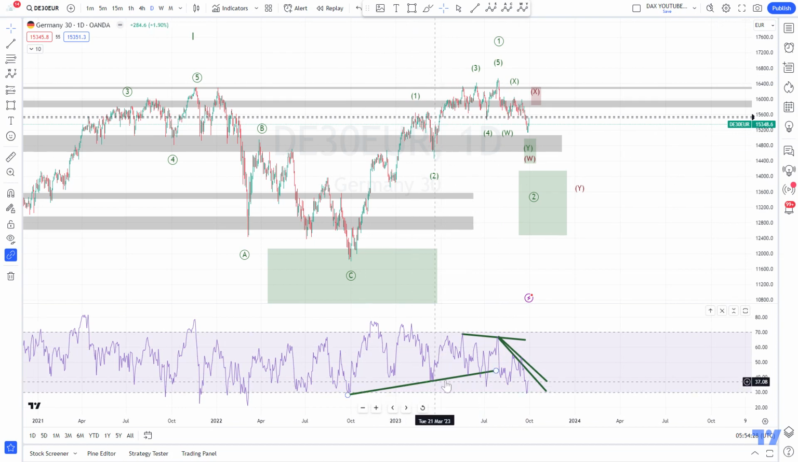Like we have the pattern that I like to see, which is like a wave 1 here, a wave 2. We have an RSI trend line. Then, okay, we have our 3. The 4 breaks the RSI trend line, and then here wave 5 is ending with divergence.